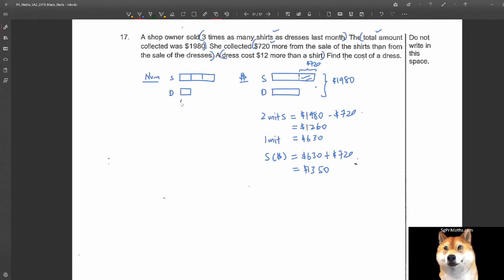So we know the dress is now $630. We know the shirt is $1,350. And the clue that we didn't use is this: the dress costs $12 more than the shirt. So we need to compare the price between 1 unit of shirt and 1 unit of dress. But now we have 3 units of shirt. So we need to go down to 1 unit of shirt. So 3 units of shirt gives us $1,350. 1 unit of shirt, this will give us 1350 divided by 3 is 450.